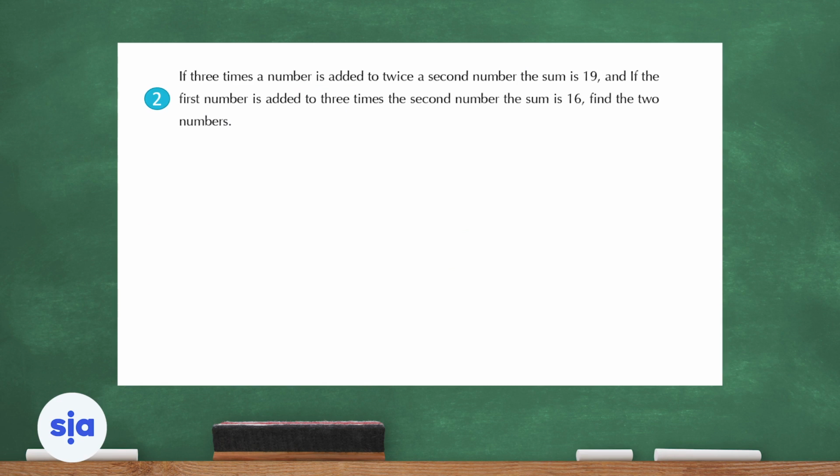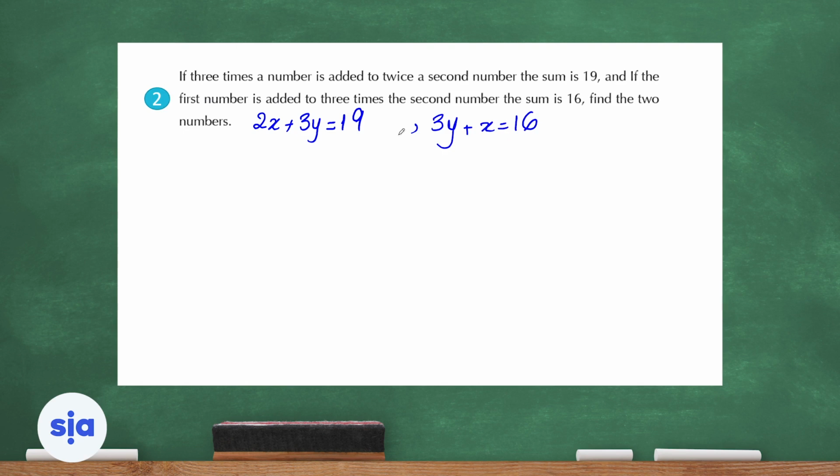Question 2. If 3 times a number is added to twice a second number, the sum is 19. So, how to change this into math? We know that 2x plus 3y equals 19. And the second sentence, if the first number is added to 3 times the second number, so let's assume that the first one is x. So 3y plus x equals 16. This is the sum. So we need to put these two equations together.